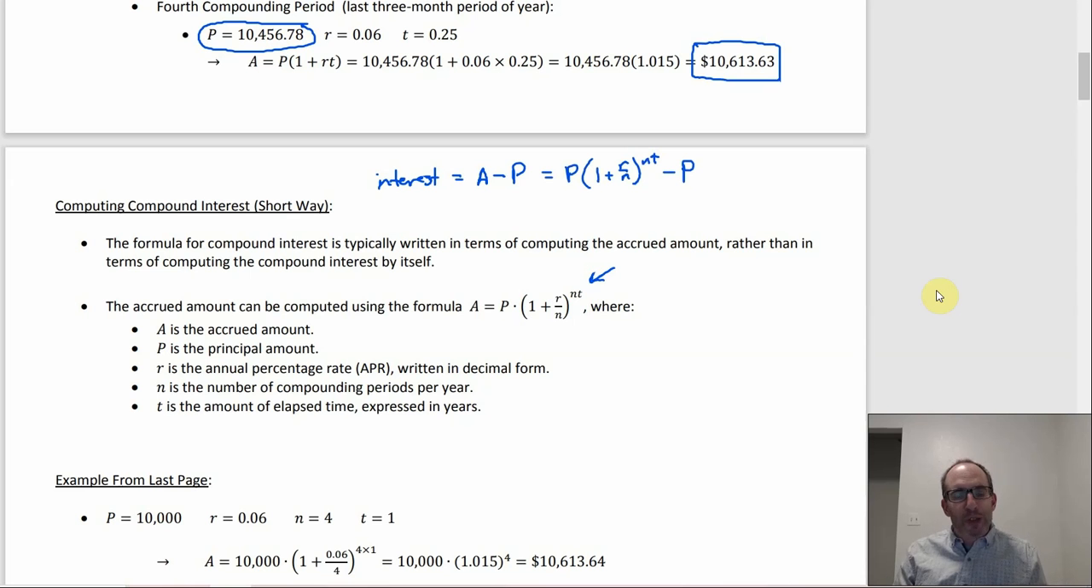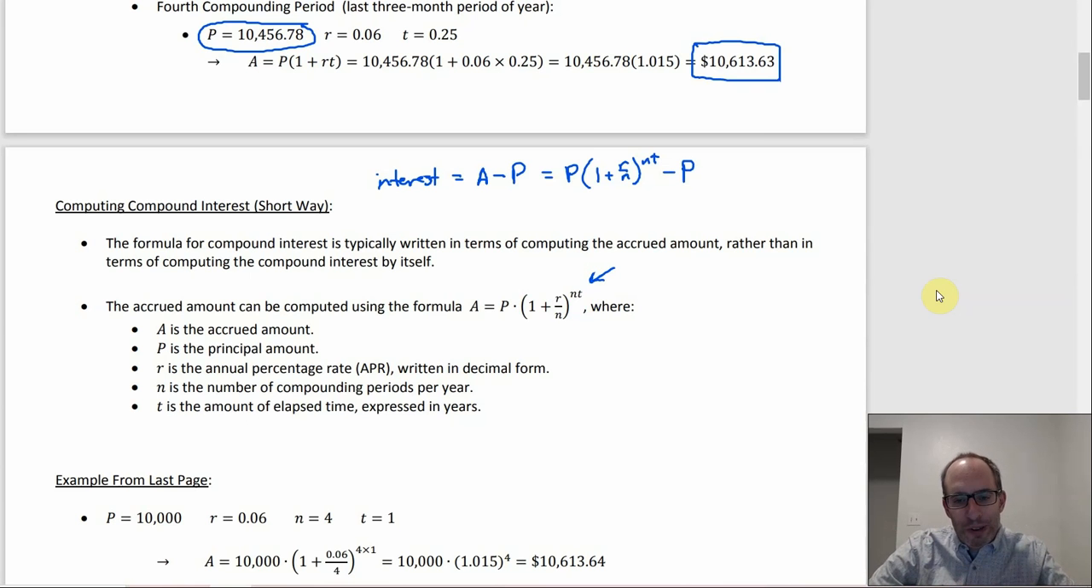I don't think that will ever come up. I ran the homework 4 times and there was never a question that said, what's the interest? They were all either what's the accrued amount, or ones where maybe they gave you the accrued amount and you had to back solve for the principal. That's it. And usually the thing that you really want is the accrued amount anyway, rather than the interest in isolation.